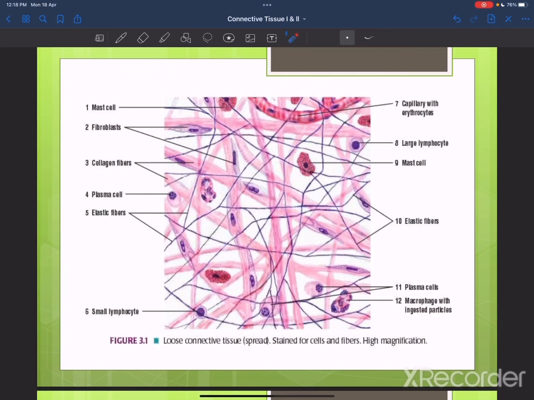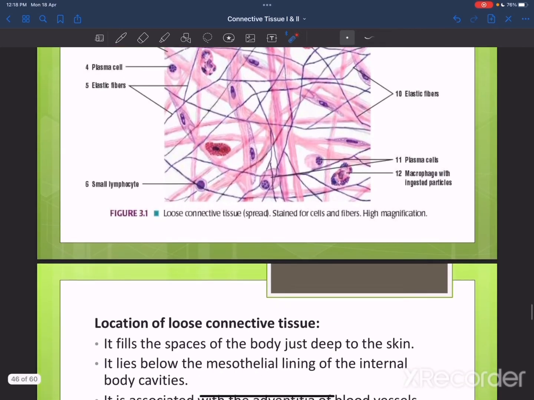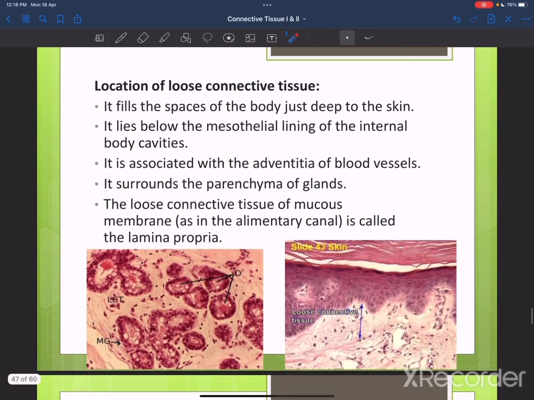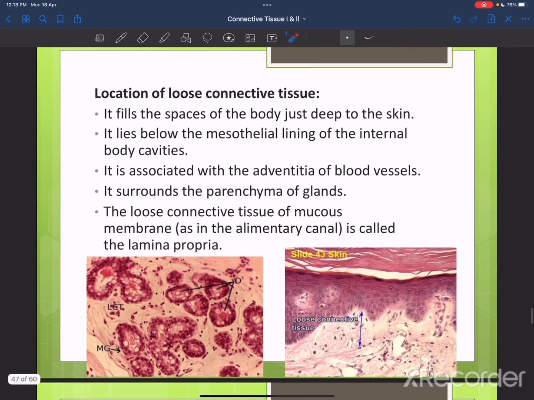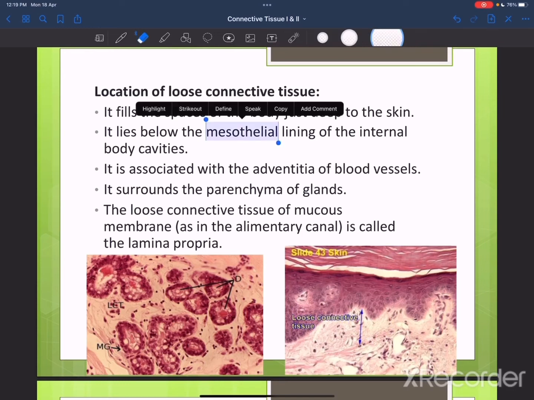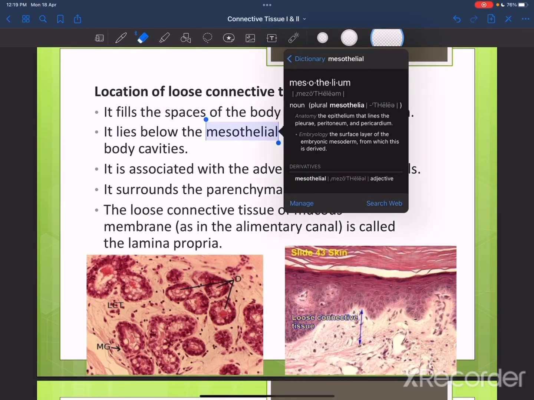The loose or areolar connective tissue fills the spaces of the body just deep to the skin. It lies below the mesothelial lining of internal body cavities. Mesothelium covers or lines the cavities in the body. It is associated with the adventitia of the blood vessel.